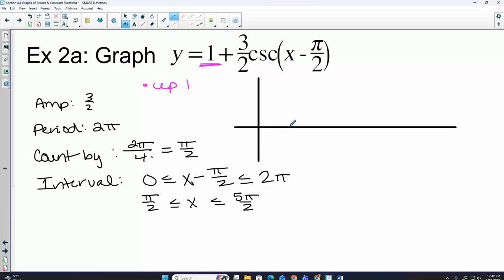So my first point's at pi over 2. Add pi over 2 and we get pi. 3 pi over 2. 2 pi. And 5 pi over 2. We're moving up 1.